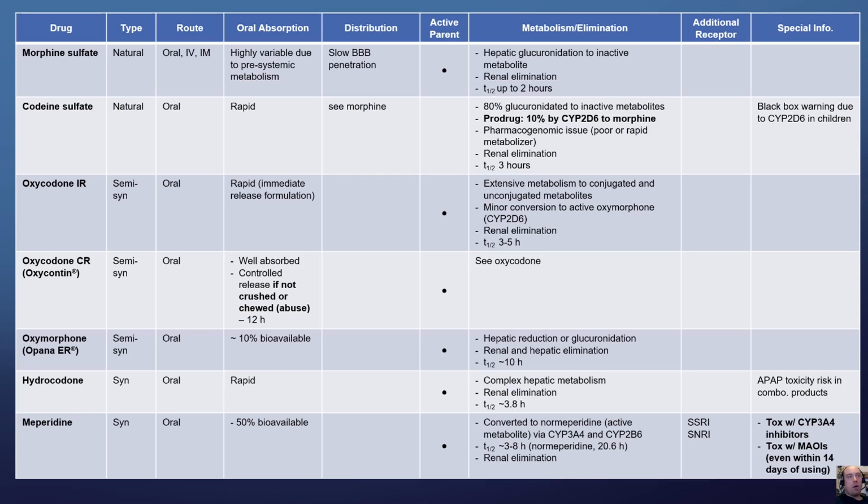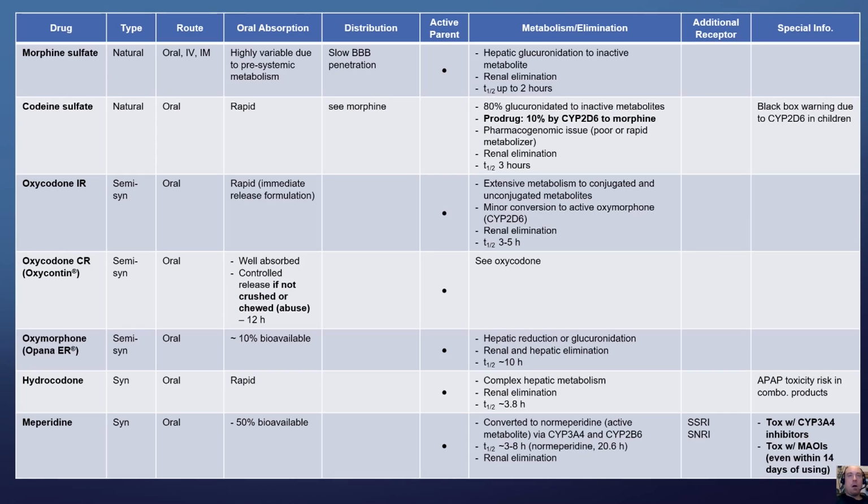But I wanted to point out morphine. Morphine has very slow penetration through the blood-brain barrier, so it's not nearly as prominent as something like fentanyl, which has the most rapid blood-brain barrier penetration.